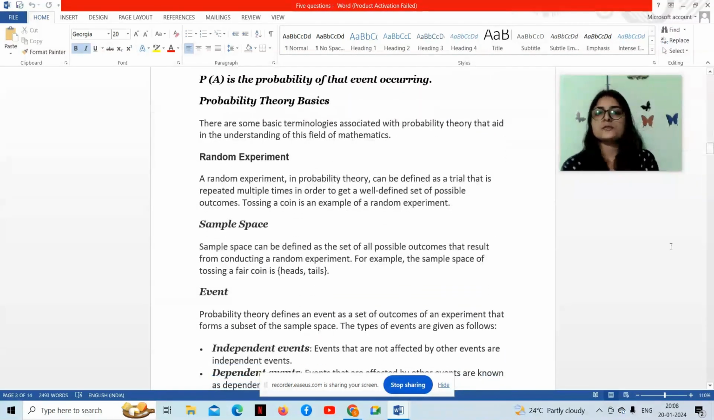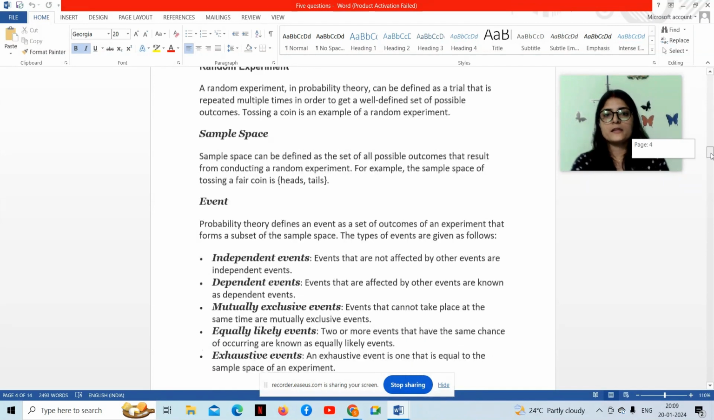Now let's move to the probability theory basics. Right. So there are some basics of probability. First is the random experiment, because random means probability, as we already know that probability is something that is random. Or we can say it is a trial that is repeated multiple times in order to get a well-defined set of possible outcomes. So tossing a coin is a familiar example.